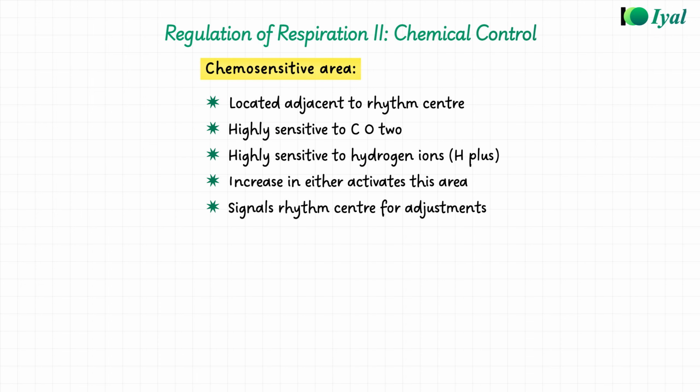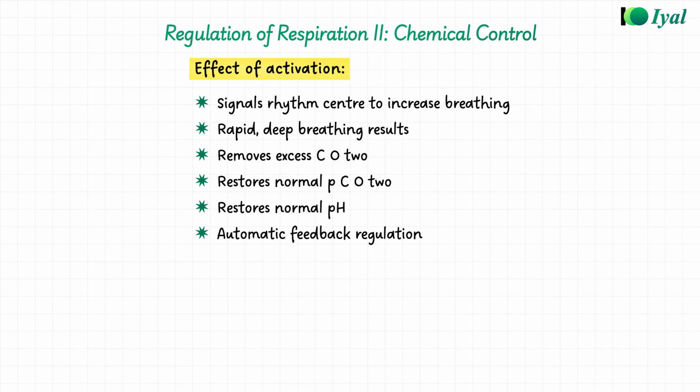But neural control alone is not enough. The body also has chemical control. There is a special area called the chemosensitive area located right next to the respiratory rhythm center. This area is highly sensitive to two things, carbon dioxide and hydrogen ions. When carbon dioxide levels increase or hydrogen ion concentration increases, meaning blood becomes more acidic, this chemosensitive area is activated. It immediately signals the respiratory rhythm center. When this chemosensitive area signals the rhythm center, the signal is to breathe more.